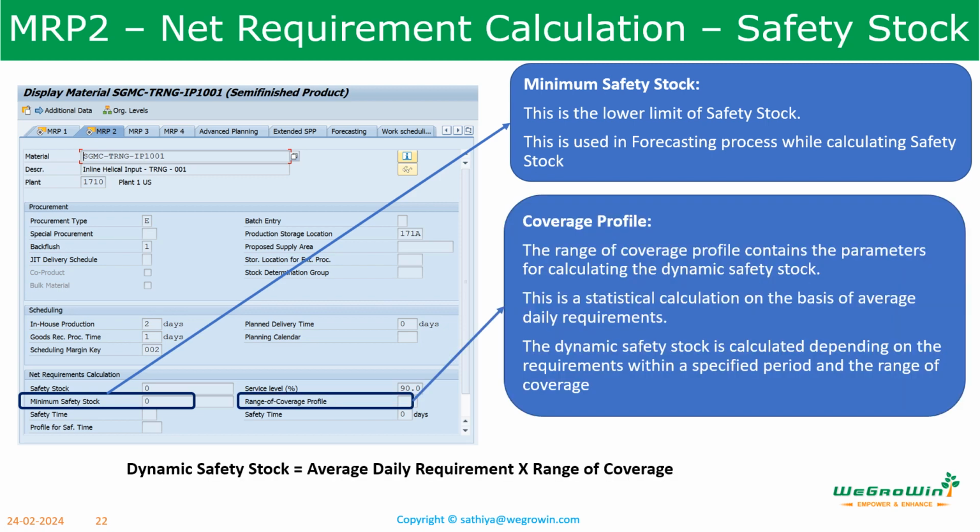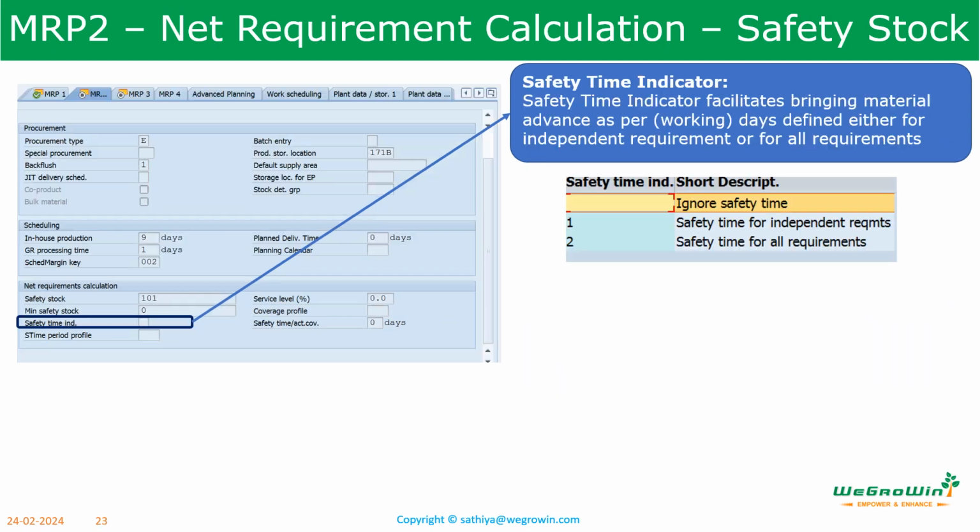Next is the coverage profile. This is the range of coverage profile. It contains a parameter for calculating the dynamic safety stock. So dynamic safety stock is calculated by the formula shown here: average daily requirement into range of coverage. This is calculated depending on the requirements within the specific period and the range of coverage. So instead of having a static safety stock, this safety stock will be changing based on the requirement and also the range of coverage. So with any sudden increase or decrease in requirements, accordingly the safety stock will change.